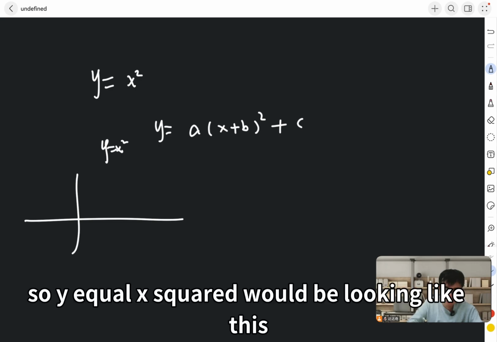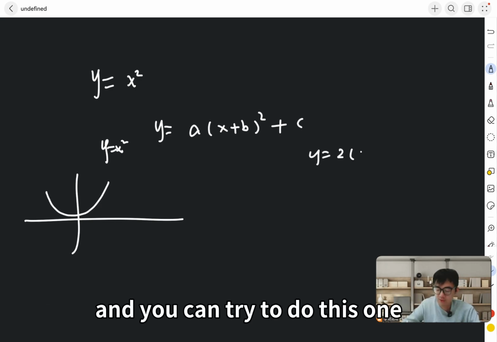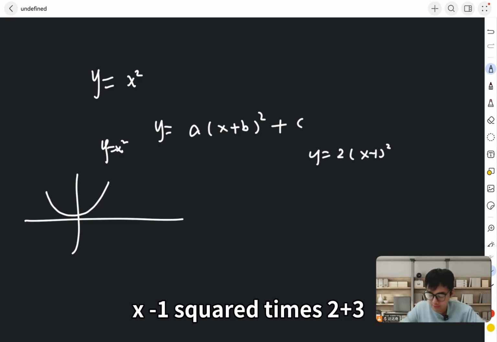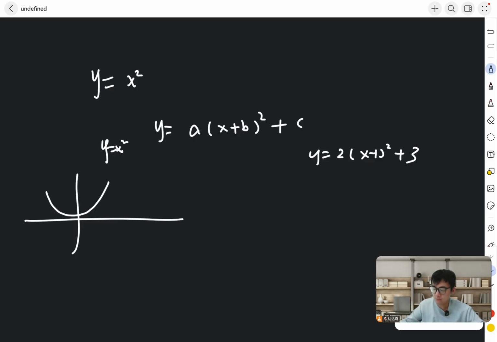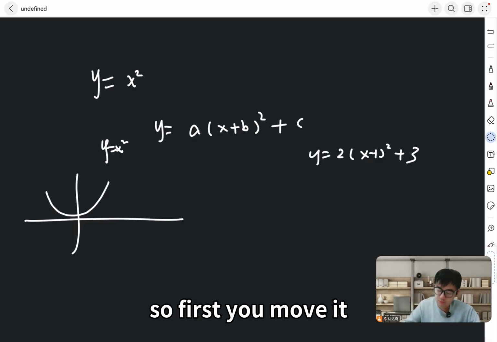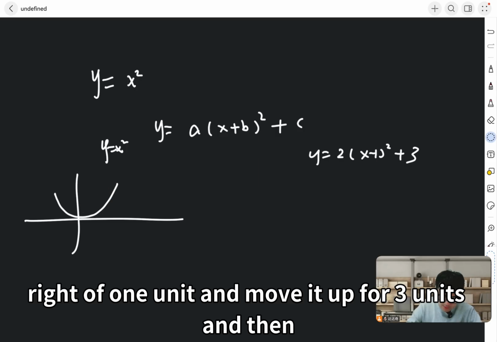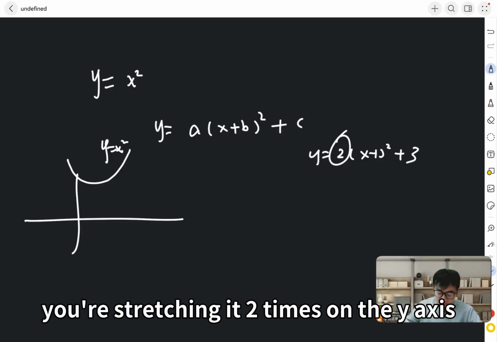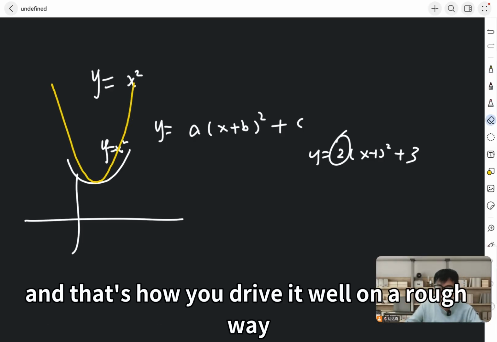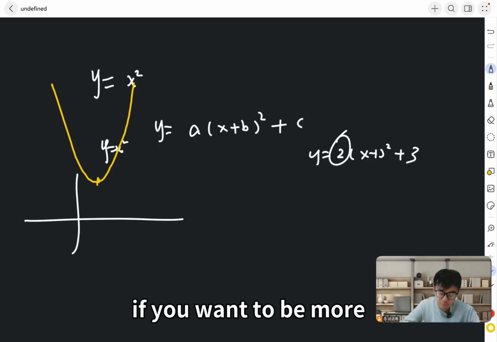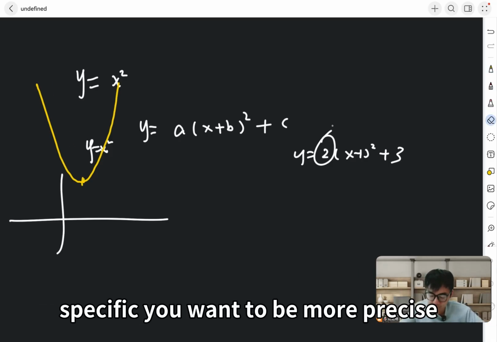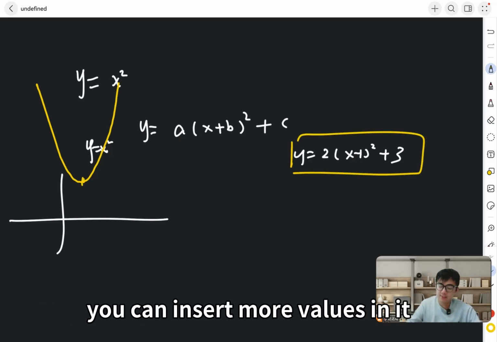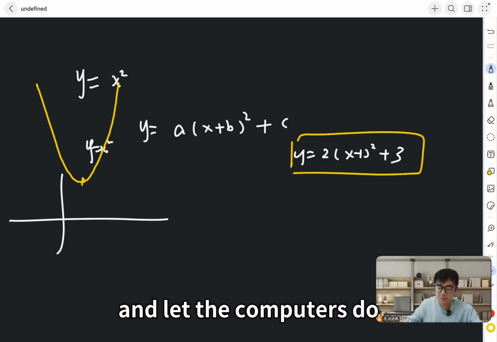So y equals x squared will look like this, and you can try this one: x minus 1 squared times 2 plus 3. First, you move it right by 1 unit and up by 3 units, and then you're doubling it, stretching it 2 times on the y-axis. And that's how you draw it, in a rough way. If you want to be more precise, you can insert more values and let the computer do it.